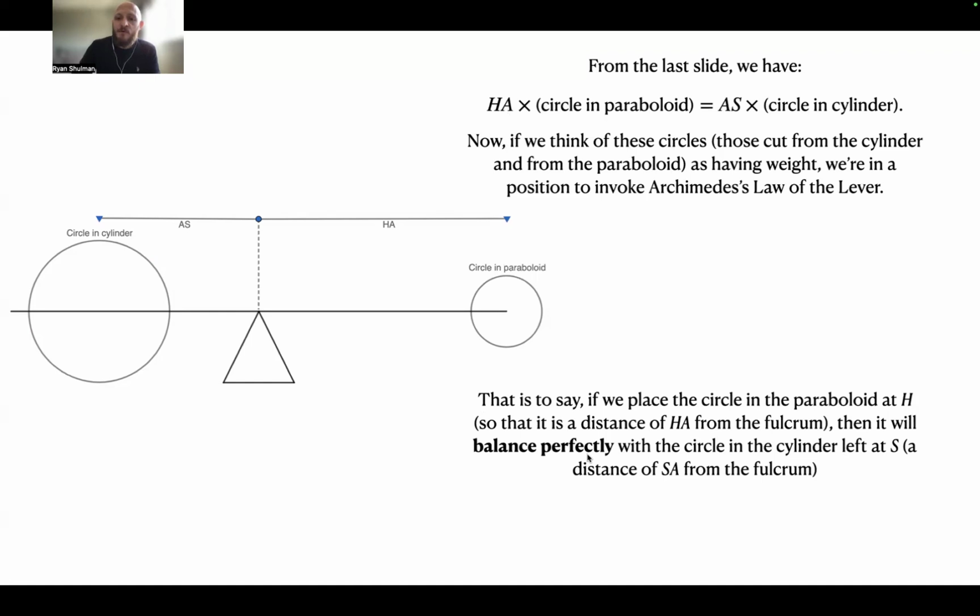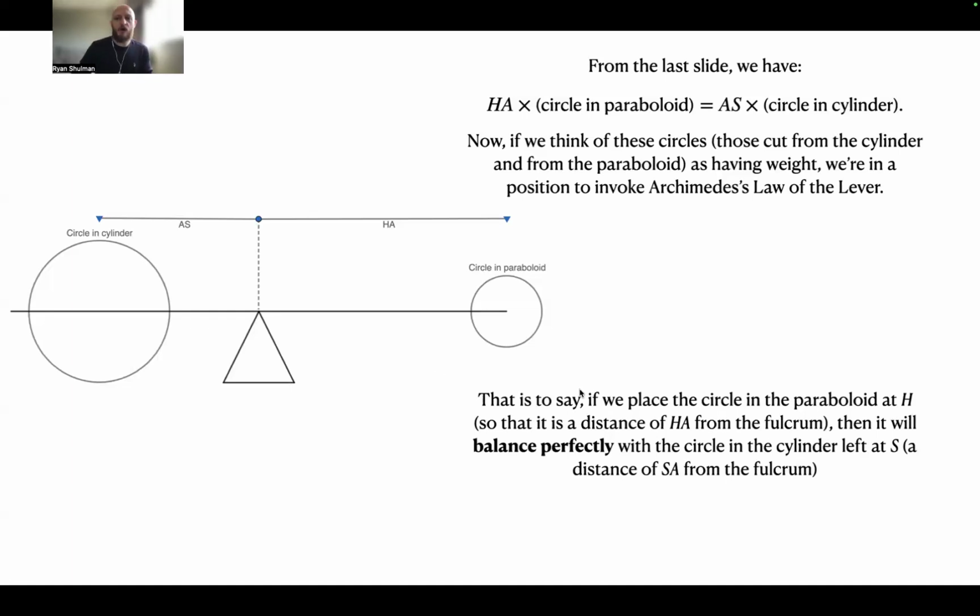And the reason that we can invoke the law of the lever is because we can think of the circle in the paraboloid and the circle in the cylinder as having some kind of weight. Even though it's an infinitesimal weight, we think of it as having some kind of weight. And then now this equation perfectly satisfies the law of the lever because it's saying that if we take the circle in the paraboloid and we put that at a distance of HA from the fulcrum, so right here on the diagram, then that will balance perfectly with the circle in the cylinder at a distance of AS from the fulcrum.